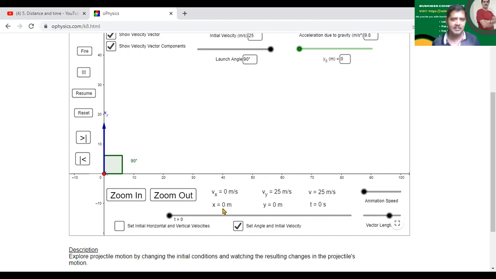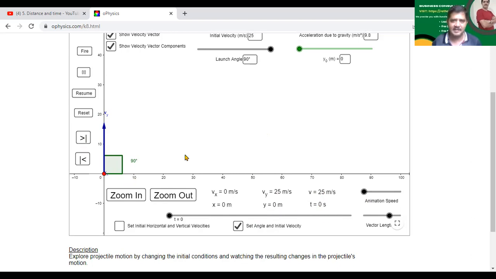X equal to 0, the position of the particle. Y equal to 0, position of the particle, the y coordinate is 0. T equal to 0. At t equal to 0, this is what it is. And I have reduced the animation speed so that I am able to see it. Now, if I want to find the position of a particle at any instant, either I can locate it from the slider here, or I can look at the values here. Both are one and the same.